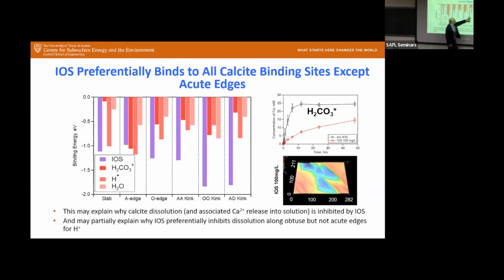In all cases, we found, well, at least for the carbonic acid, that we had less dissolution with this IOS present because of the strong adsorption. If you remember for the carbonic acid, we didn't initially have etching or dissolution along the acute edge, but we did along the obtuse. And then after we had the IOS, even that was inhibited. And so that makes sense. But why we didn't initially have dissolution along this acute edge, I can't explain.